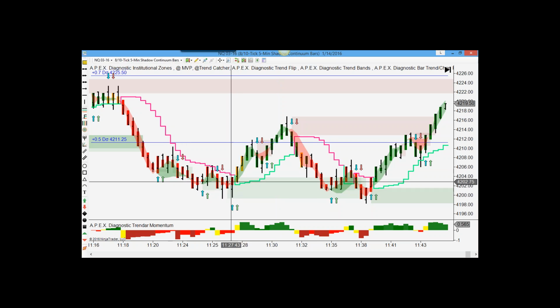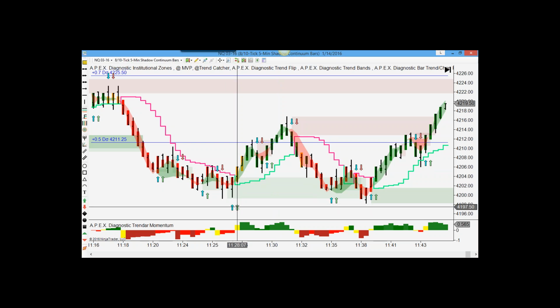Notice this bar right here, John. When this bar closed, we had a potential cyan, right? But we still had a red trend band, and we still had red trend flip, right? Well, when this bar starts to form and the market pops up, we get our green trend catcher arrow, confirming direction. But we don't know until the close of this bar.